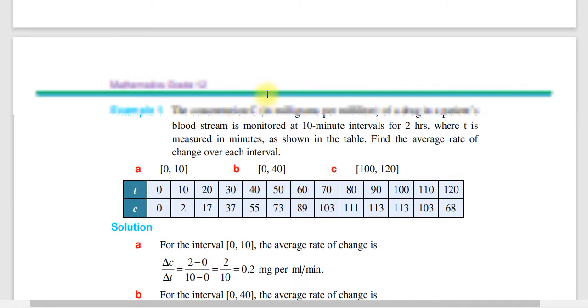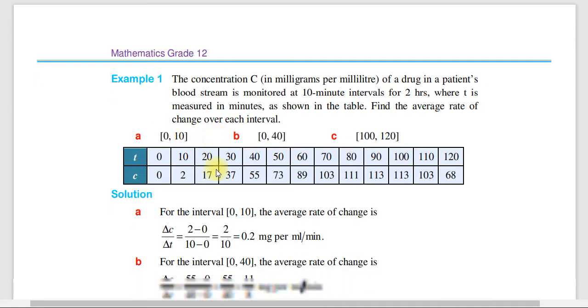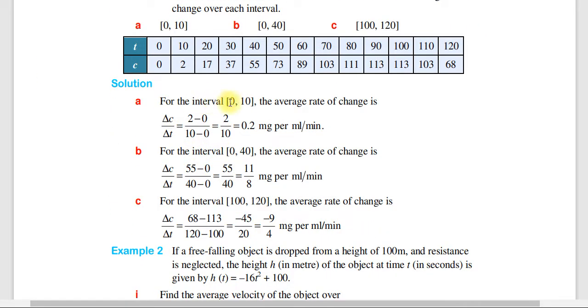For the first interval, 0 to 10, the average rate of change is the change in c over the change in t, which is 2 minus 0 over 10 minus 0, which is 2 over 10, which equals 0.2 milligram per milliliter per minute.